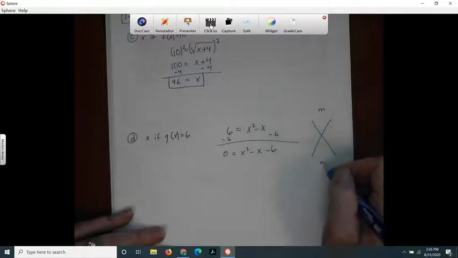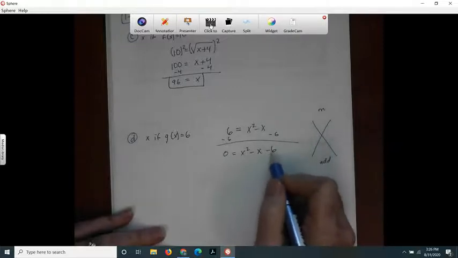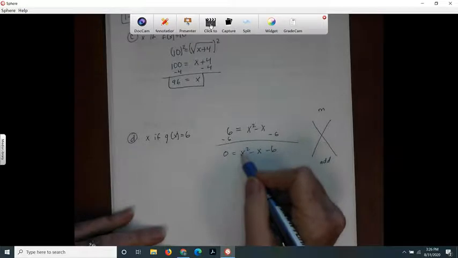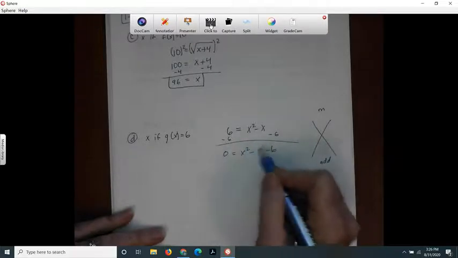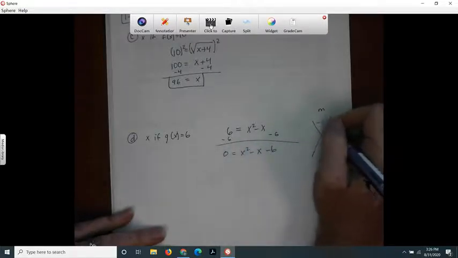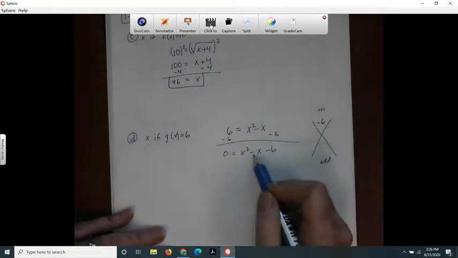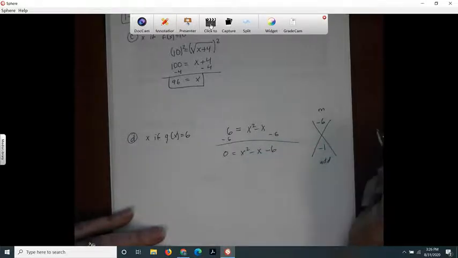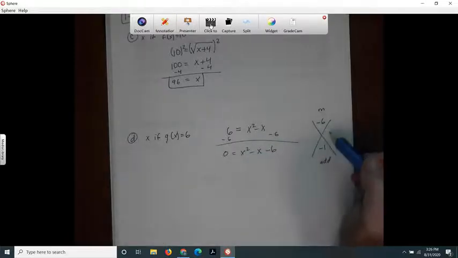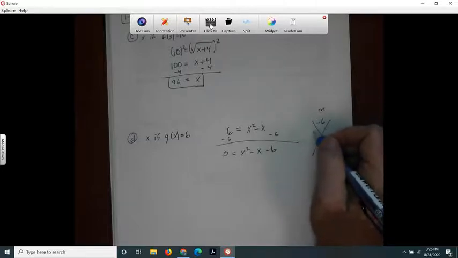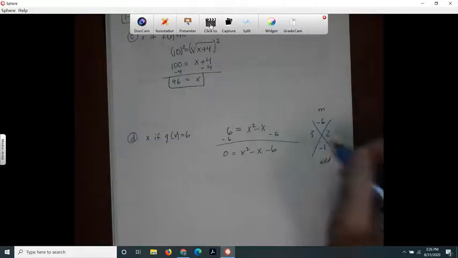So I want something that multiplies. This is an invisible 1, and 1 times negative 6. I want it to multiply to make negative 6 and add to make whatever the coefficient of x is. This is a negative 1 in front of my x. So I ask myself, what are the two numbers that I could multiply together and make negative 6, and they would add to make negative 1? I'm thinking 3 times 2 if the 3 was negative.